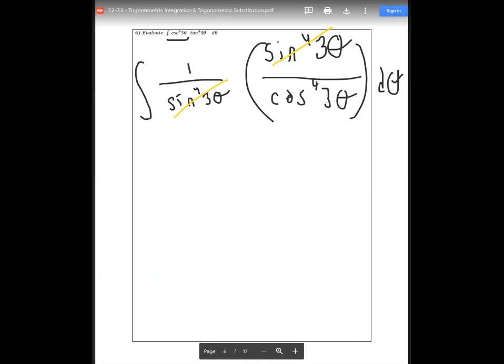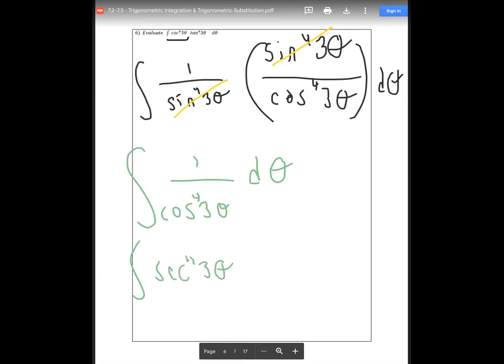So at this point, all we have is 1 over cosine of 3 theta to the 4th d theta, which conveniently can be written as secant to the 4th of 3 theta, because as the identity goes, 1 over cosine to the 4th of 3 theta is equal to secant to the 4th of 3 theta. A lot of these identities are just doing the reciprocal. So 1 over cosine is equal to secant. 1 over sine is equal to cosecant. 1 over tangent is equal to cotangent. So you'll notice that, at least with the identities. All right. So let's see what we can do now.